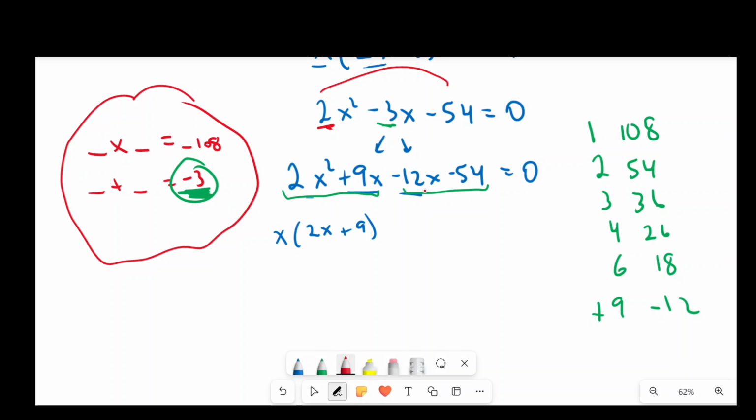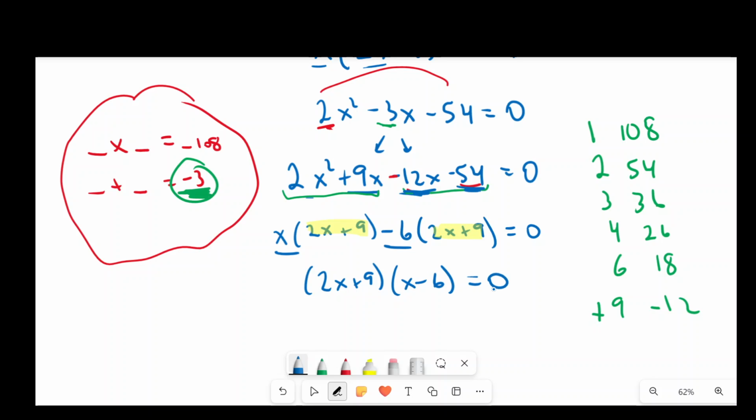The second two, those are both divisible by 6. So I'm going to factor negative 6. This would become positive 2x, and that would become positive 9. And happily, I'm on the right track because my brackets match. It's still equal to 0. So I have 2x plus 9 in one bracket, and the other bracket is x minus 6. And now I factored it.